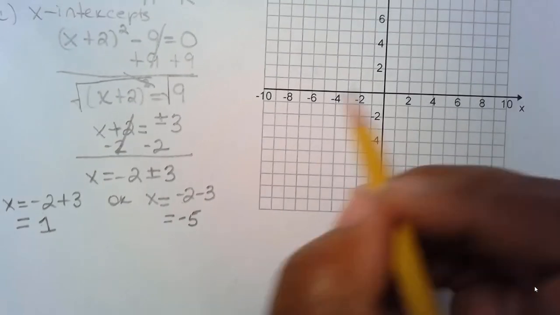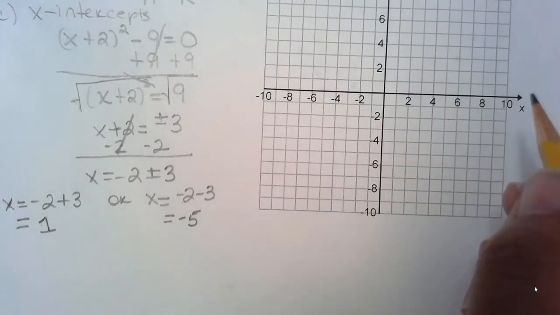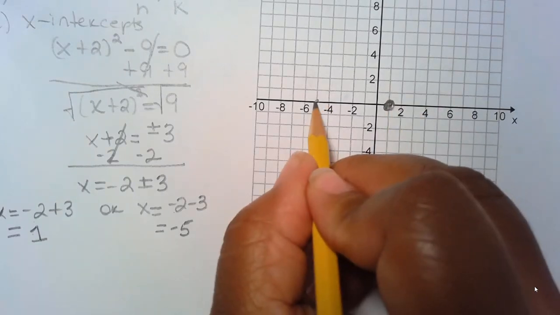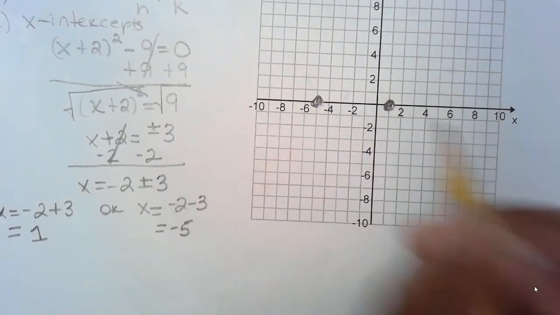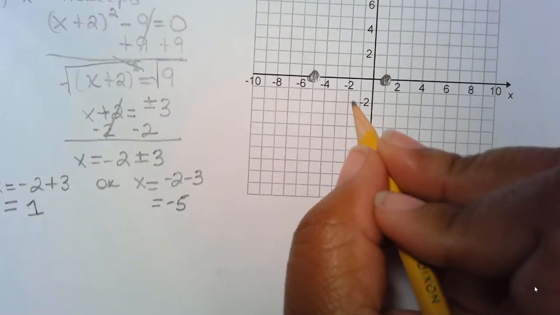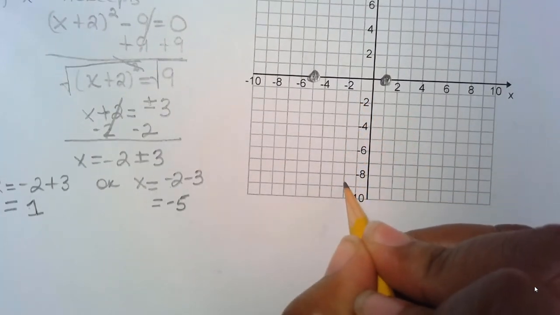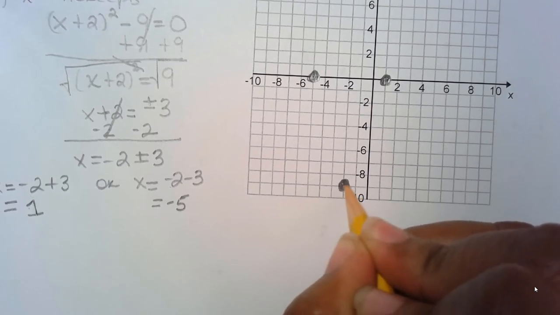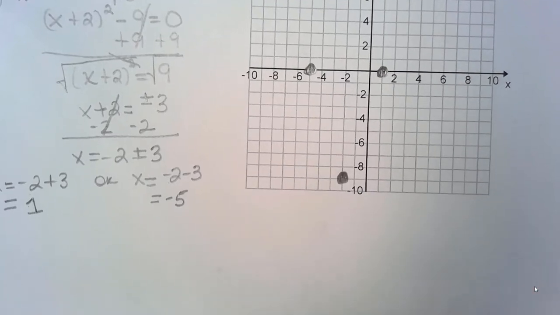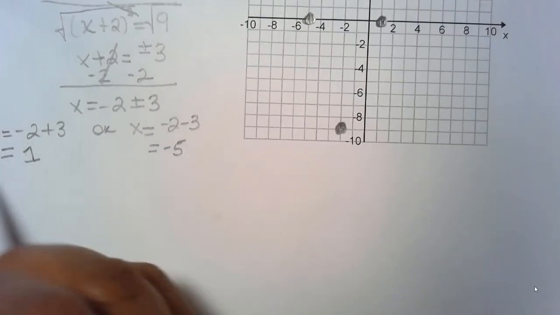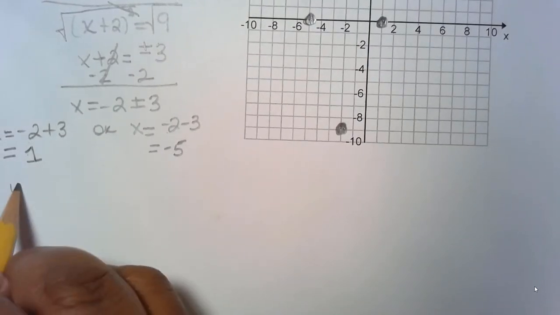So what you would have to do is go on the x-axis and find 1 and -5. Here is 1, 0. Here is -5, 0. And if we want to, we can plot the vertex, which is at -2, -9. That is our vertex. Now to find next the y-intercept.